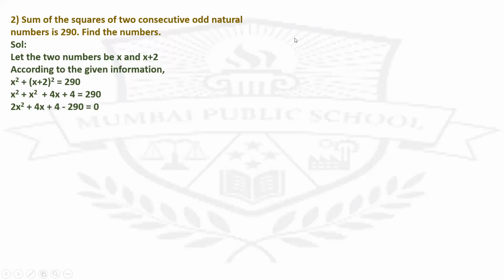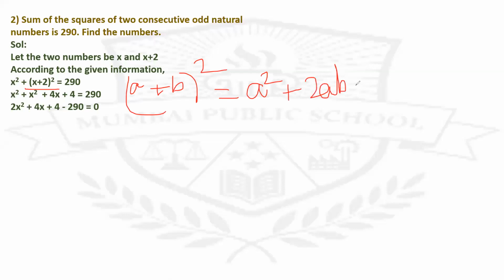You might be wondering from where did I get this? Here I've applied the formula a plus b the whole square, which is a square plus 2ab plus b square. Here I've applied the formula. So x plus 2 the whole square is written as x square plus 4x plus 4. Now we'll move ahead.